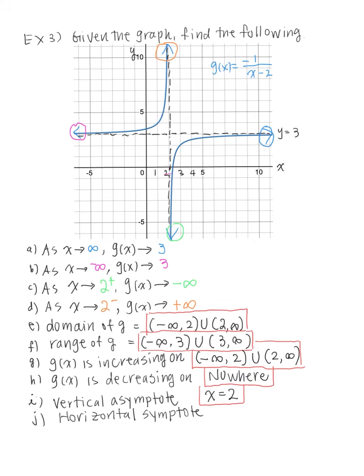And lastly, horizontal asymptote. So where is the horizontal asymptote? It is right here. Now, what is the equation of that line? It is y equals 3. So here, the horizontal asymptote is y equals 3.